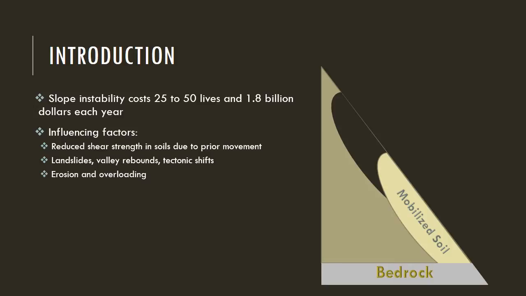Other factors that can cause an increase in slope instability include removal of support through erosion or excavation, overloading by natural or man-made activities, and other factors in the soil itself, such as its composition, structure, and stratification. The topics I'm covering in this video include the theory of pile stabilization and the various types of piles used in this application.